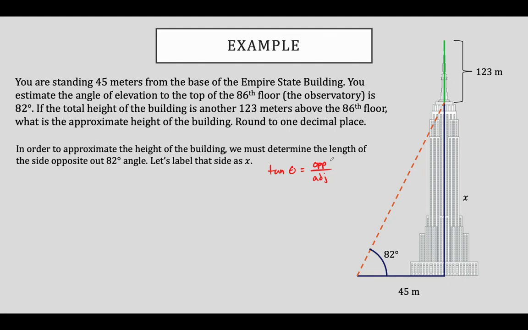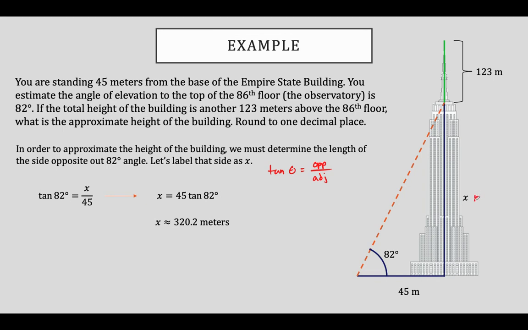SOH CAH TOA. This means that the tangent of 82 degrees is equal to x divided by 45, opposite over adjacent. And to solve for x in this equation, we would multiply both sides by 45. X is equal to 45 times the tangent of 82 degrees, giving us x is approximately 320.2 meters. So that's this distance right over here.